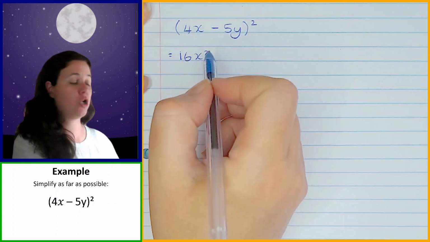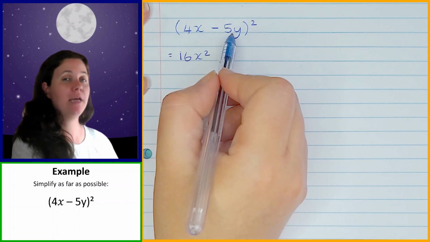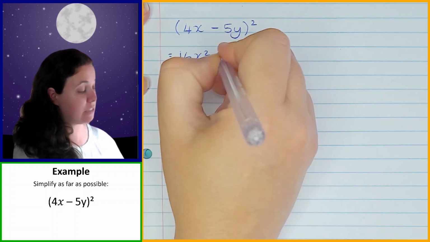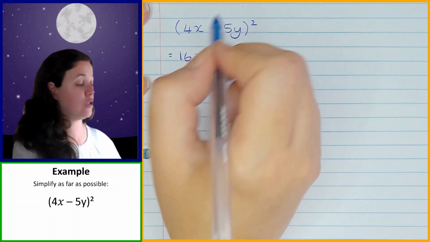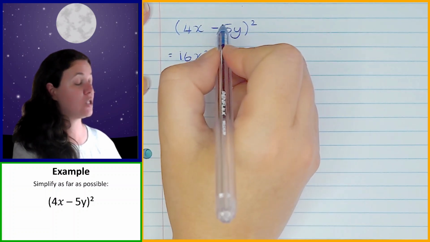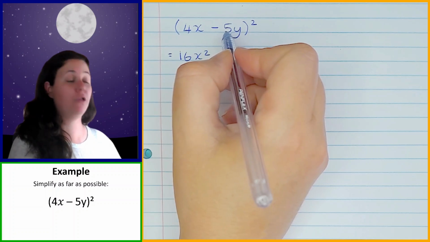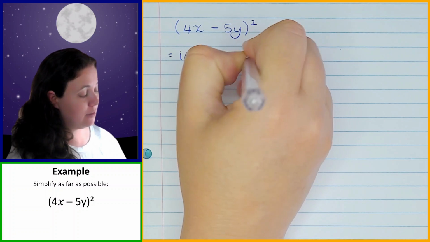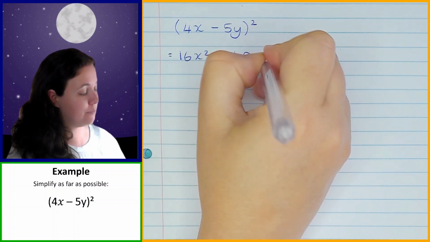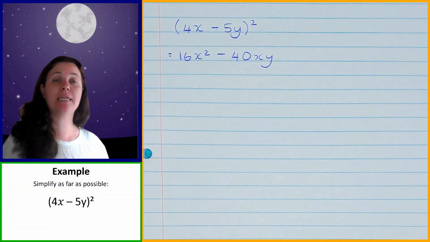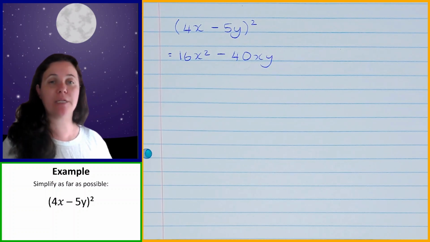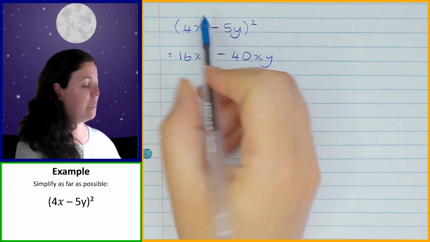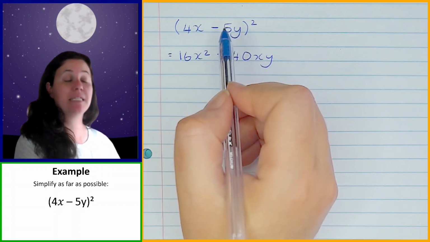Then for my middle term, I'm going to multiply these together and then double it. So 4x times negative 5y is going to be negative, because it's a positive times a negative. 4 times 5 is 20, and I must double that because there would be 2 of them. So it's going to be 40, and then the x and the y. Because it would be negative 20xy and another negative 20xy, giving me negative 40xy. So for the middle term, I multiply them together and I double it.